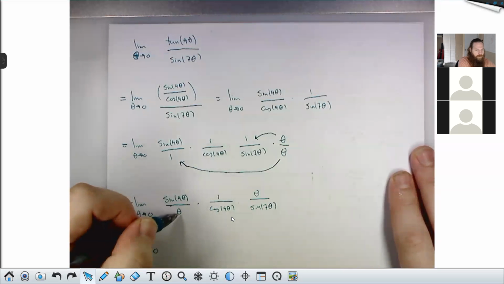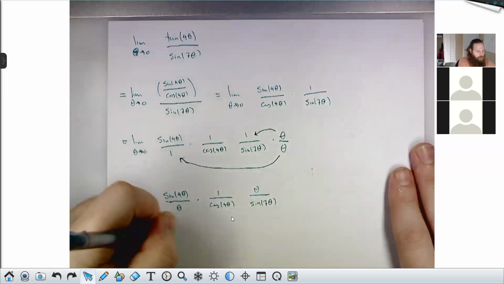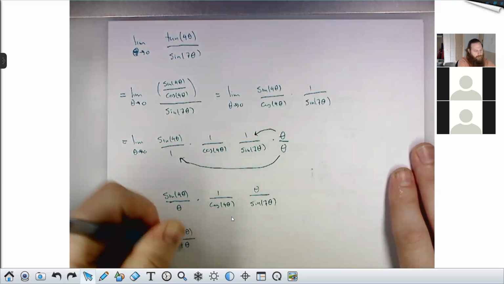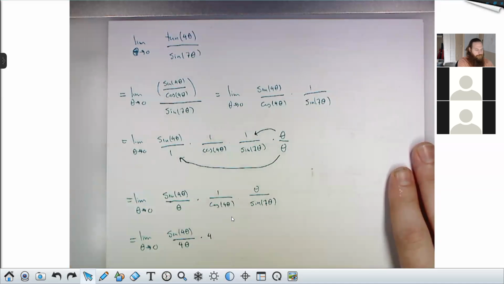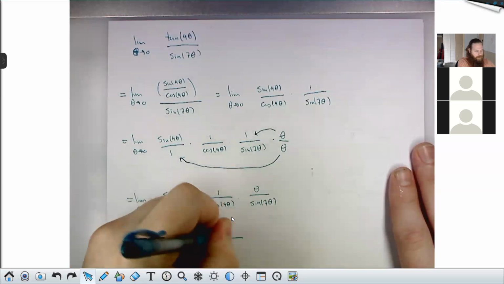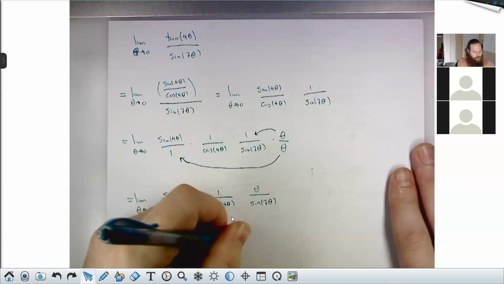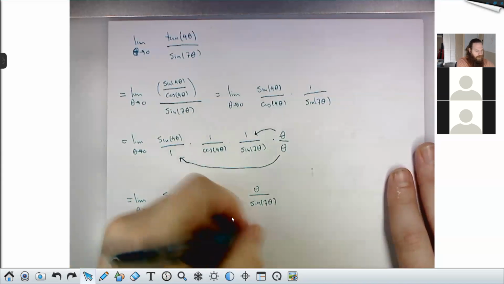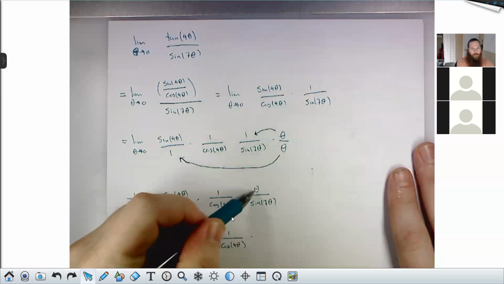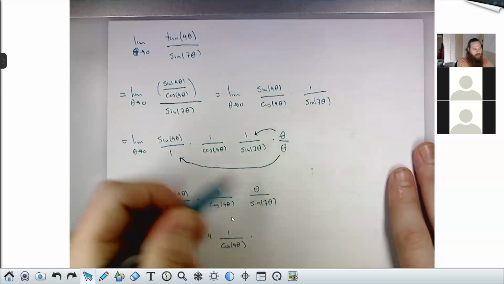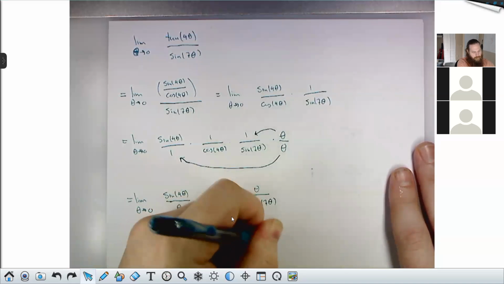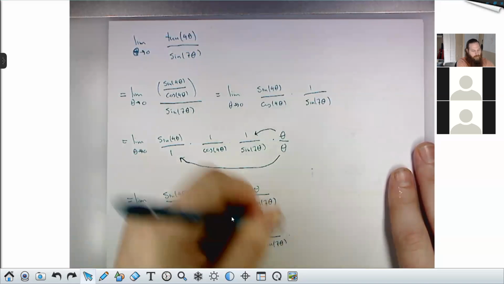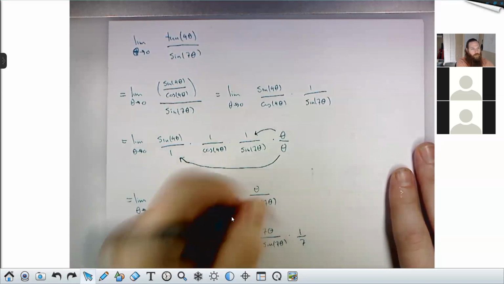Now I want a 4 theta down here. I've got a theta down here. So I'll multiply by a 4 down here. I can do that as long as I multiply by a 4 up here. And then I've got my 1 over cos 4 theta. Again, I don't really care about it. I want a 7 theta up here to pair with the 7 theta down there. So I'll multiply by a 7 up here. And that means I need to multiply by a 1/7 here.